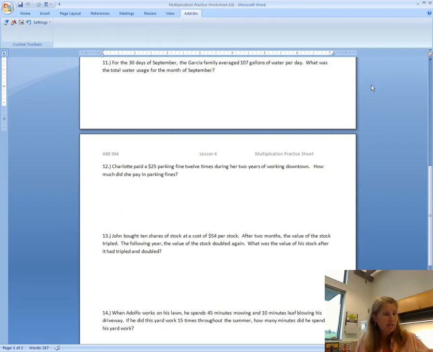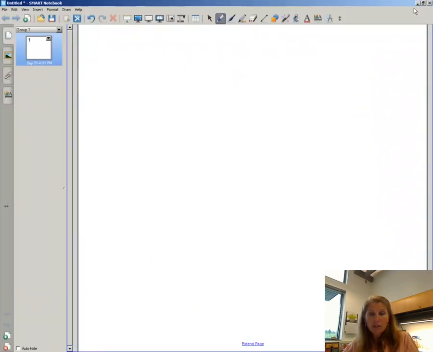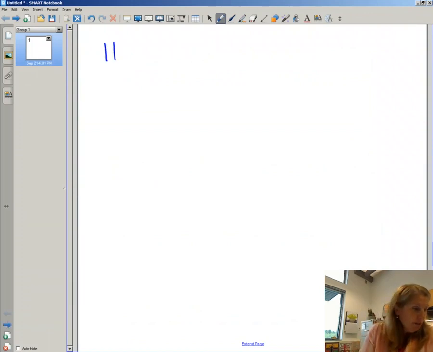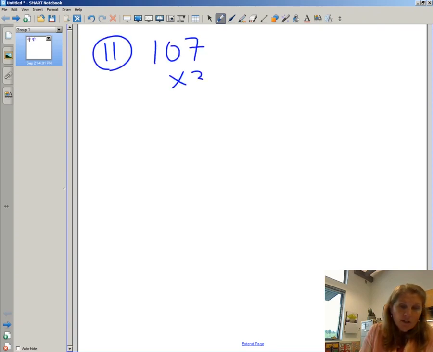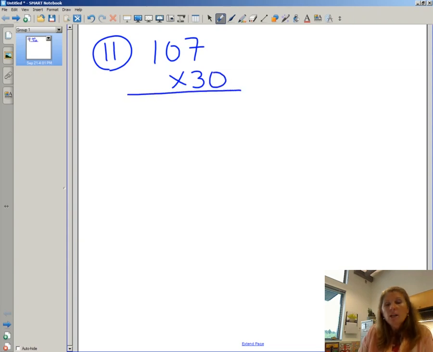For the 30 days of September, the Garcia family averaged 107 gallons of water per day. What was the total water usage for the month of September? The total usage, the word total was our key. We're going to do something repeatedly, over and over and over, 107 gallons repeatedly. So I'm going to multiply 107, this is number 11, 107 gallons repeatedly. And here's a little trick. When I write times 30, instead of writing it underneath there, I'm just going to write it over to the side. And then I'm going to drop it straight down. Now I can just multiply.